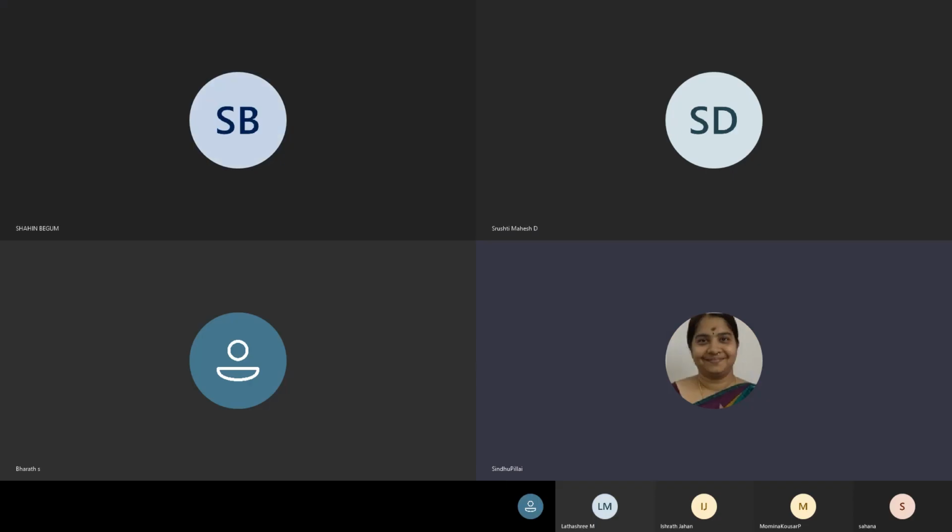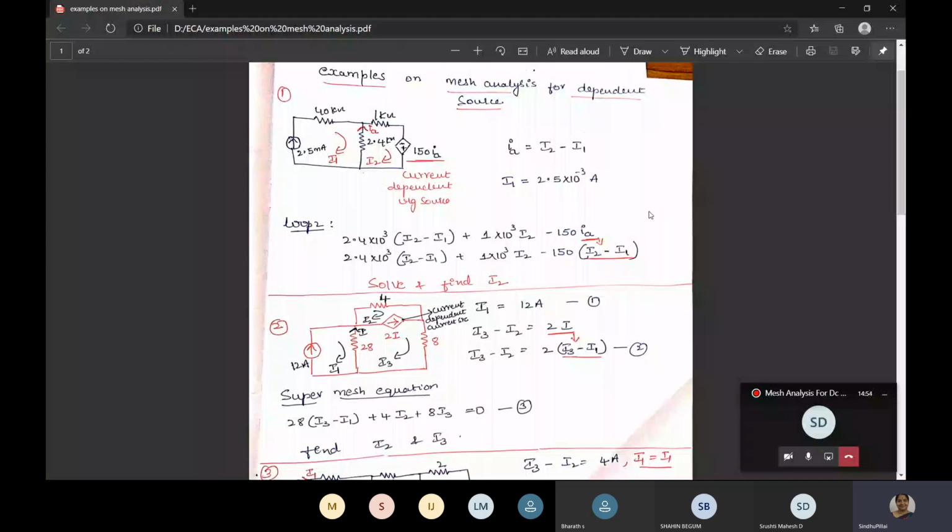So today we'll see some more examples on mesh analysis for dependent source. Yesterday we had seen one dependent source. It was a voltage dependent source. Today we'll see one more example here. Hope you can see this network. Fine.